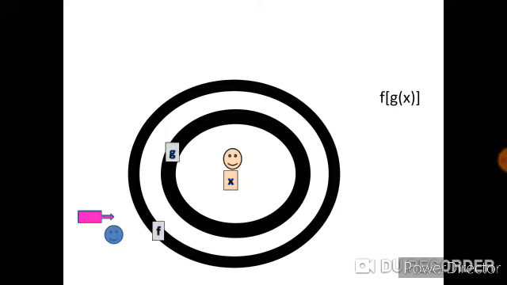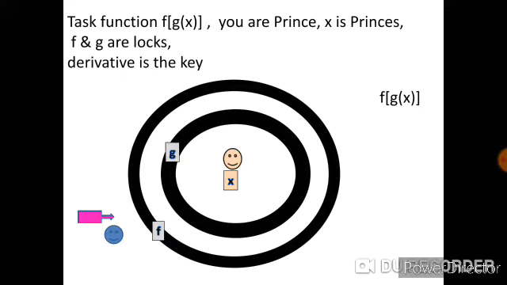So already you are playing many mobile games, so here we'll use that technique. See what are the rules there. The given function is f of g of x. Now this is a fort, a two layered fort, where f is the first gate which is locked and g is the second gate which is also locked, and x is the princess and you are the prince who is outside this fort, and these are the two locks, and the name of the key is derivative.